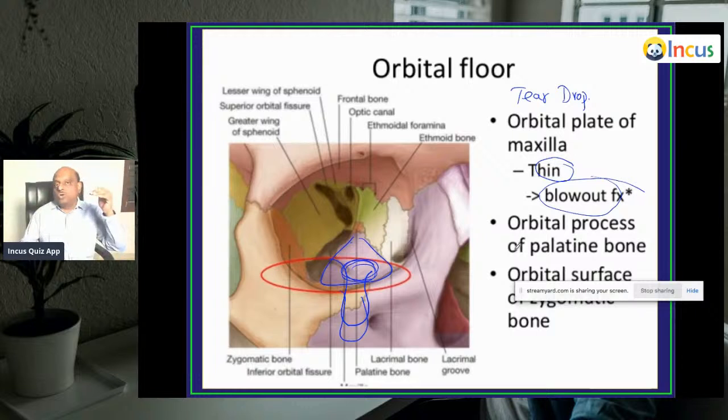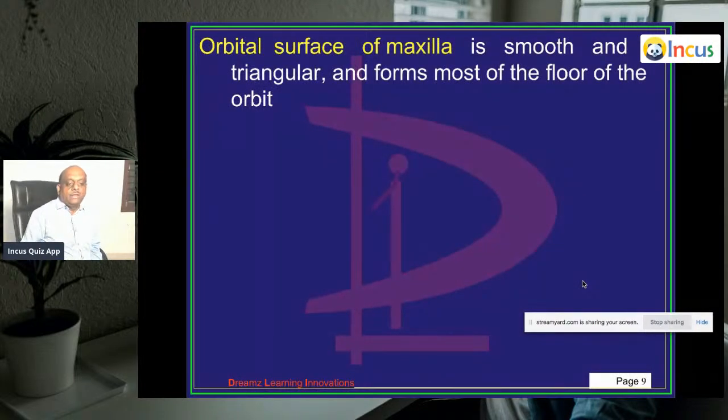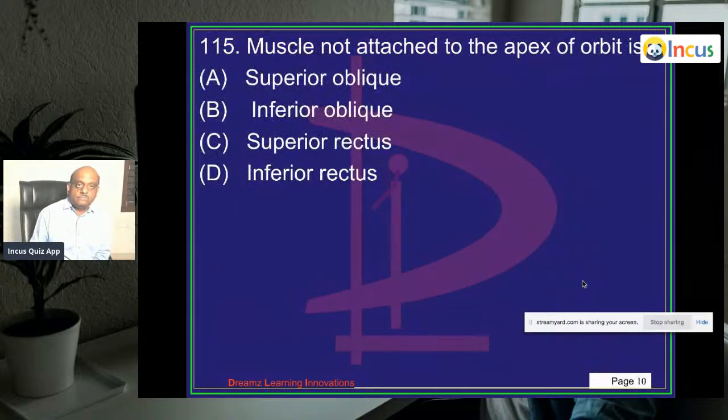So the orbital floor is formed by the orbital plate of the maxilla, the orbital process of the palatine bone, and the orbital surface of the zygomatic bone. Most of it is basically by the orbital surface of the maxilla. If you look at the various extraocular muscles, the muscle which is not attached to the apex of the orbit. Who wants to take this bet?